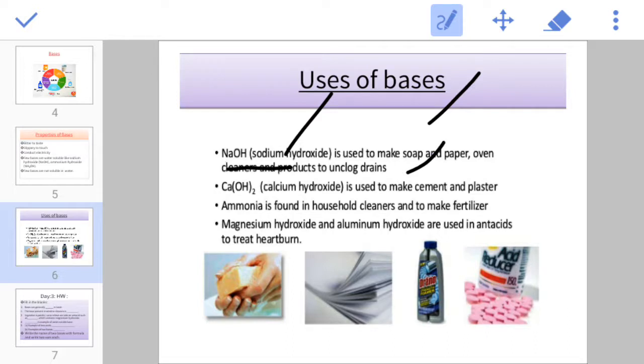Sodium hydroxide is used in soap and paper. Next, calcium hydroxide. It is used in making cement and plaster. Ammonia is found in household cleaner, or ammonium hydroxide is also there. Magnesium hydroxide and aluminum hydroxide are used as antacid to treat heartburn or to remove the acidity. In simple words, to remove the acidity.